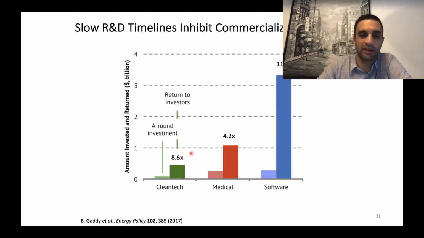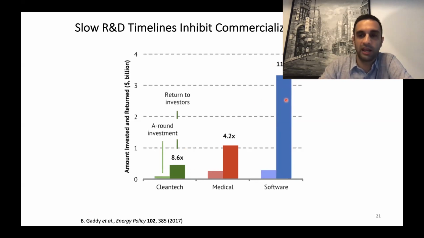So if you look at clean tech, for example, and this slide is courtesy Benjamin Gaddy and Antonio Bonassisi, acknowledgements to them for providing this input. Typically, you have about 8.6 return on investment from clean tech, whereas software gives you about 11.6 return on investment, right? So the numbers are actually of the same order.